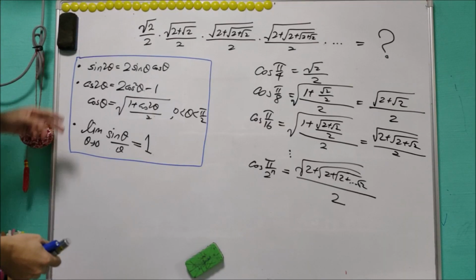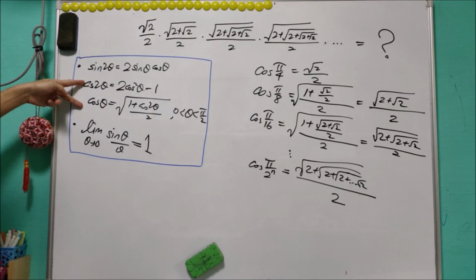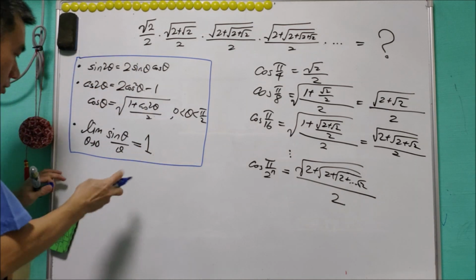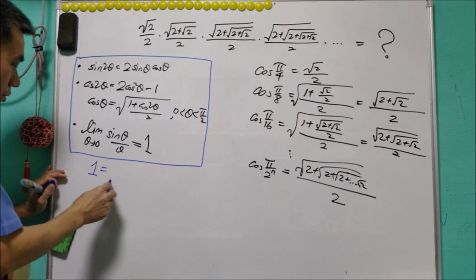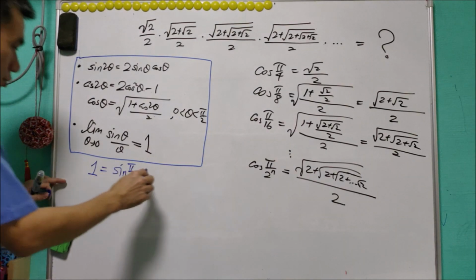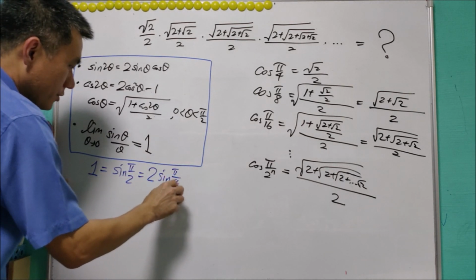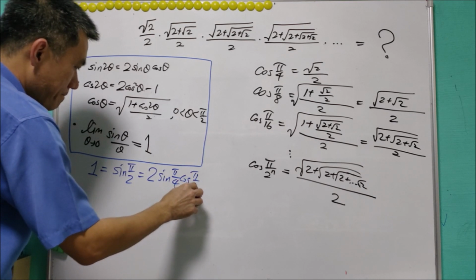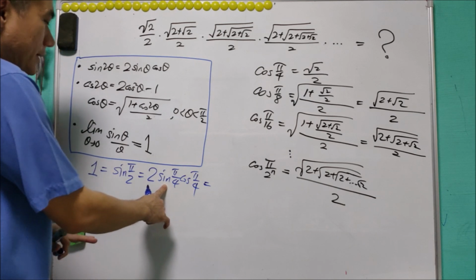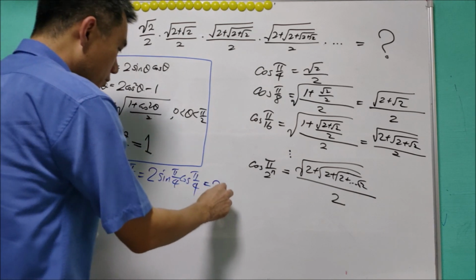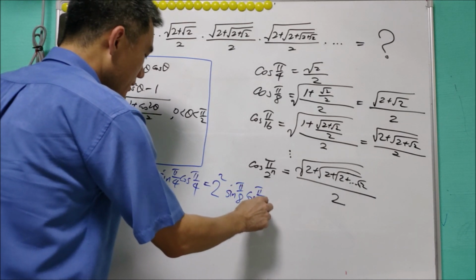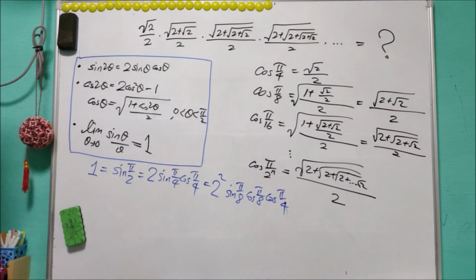We already made use of the second result here. Then we are going to use the first result, sine 2 theta equals 2 sine cosine. So we know that 1 is equal to sine pi over 2. And sine pi over 2 is equal to 2 sine pi over 4 cosine pi over 4. And sine pi over 4 will be equal to 2 sine pi over 8 cosine pi over 8 again. The 2 here becomes 2 squared, times sine pi over 8 cosine pi over 8 cosine pi over 4.